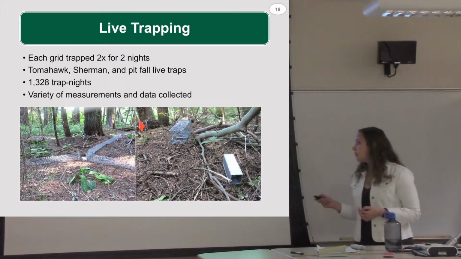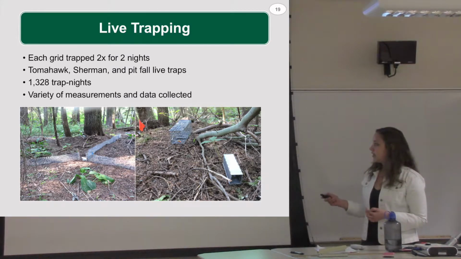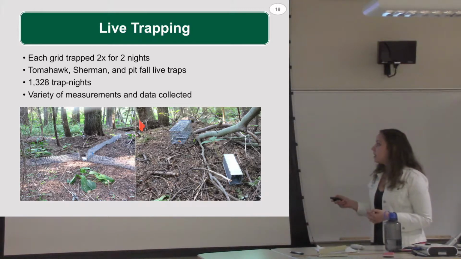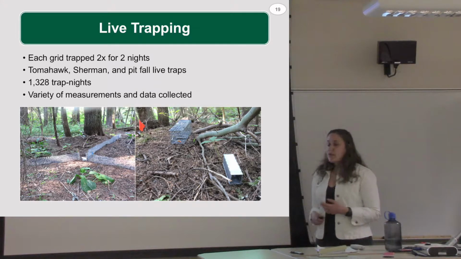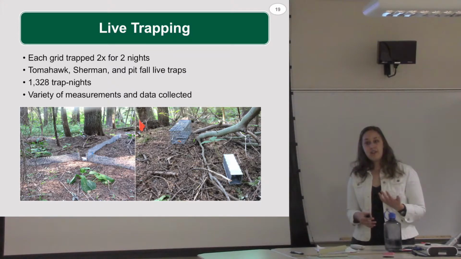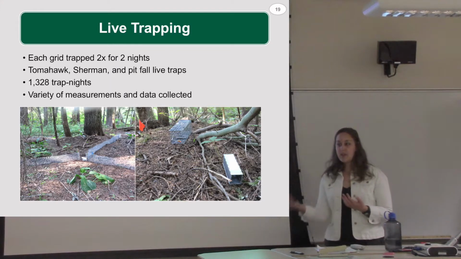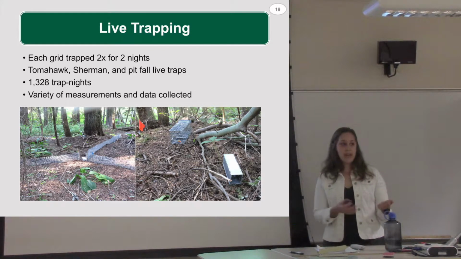We used tomahawk traps, which are these larger metal cages, Sherman traps, which are slightly smaller, and then installed pitfall arrays, which is a bucket in the ground. This came to a total of a little over 1,300 trap nights, which is a measure of how many traps we have multiplied by how many nights traps are open.